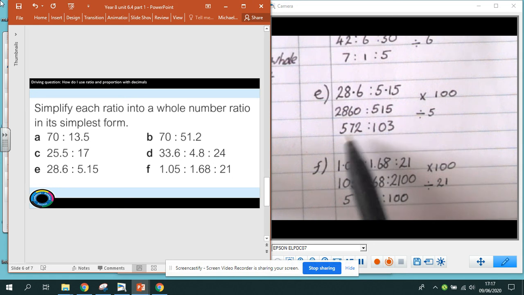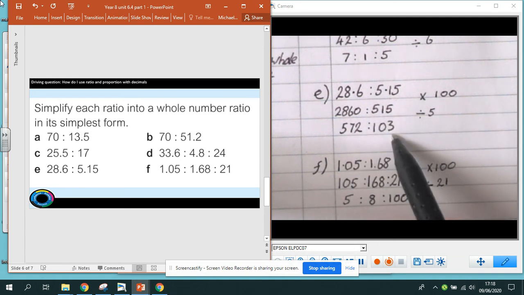103 is a prime number. 572 does not go into 103, or 103 does not go into 572, so I couldn't get any further with that, so this was the only simplification I could do.